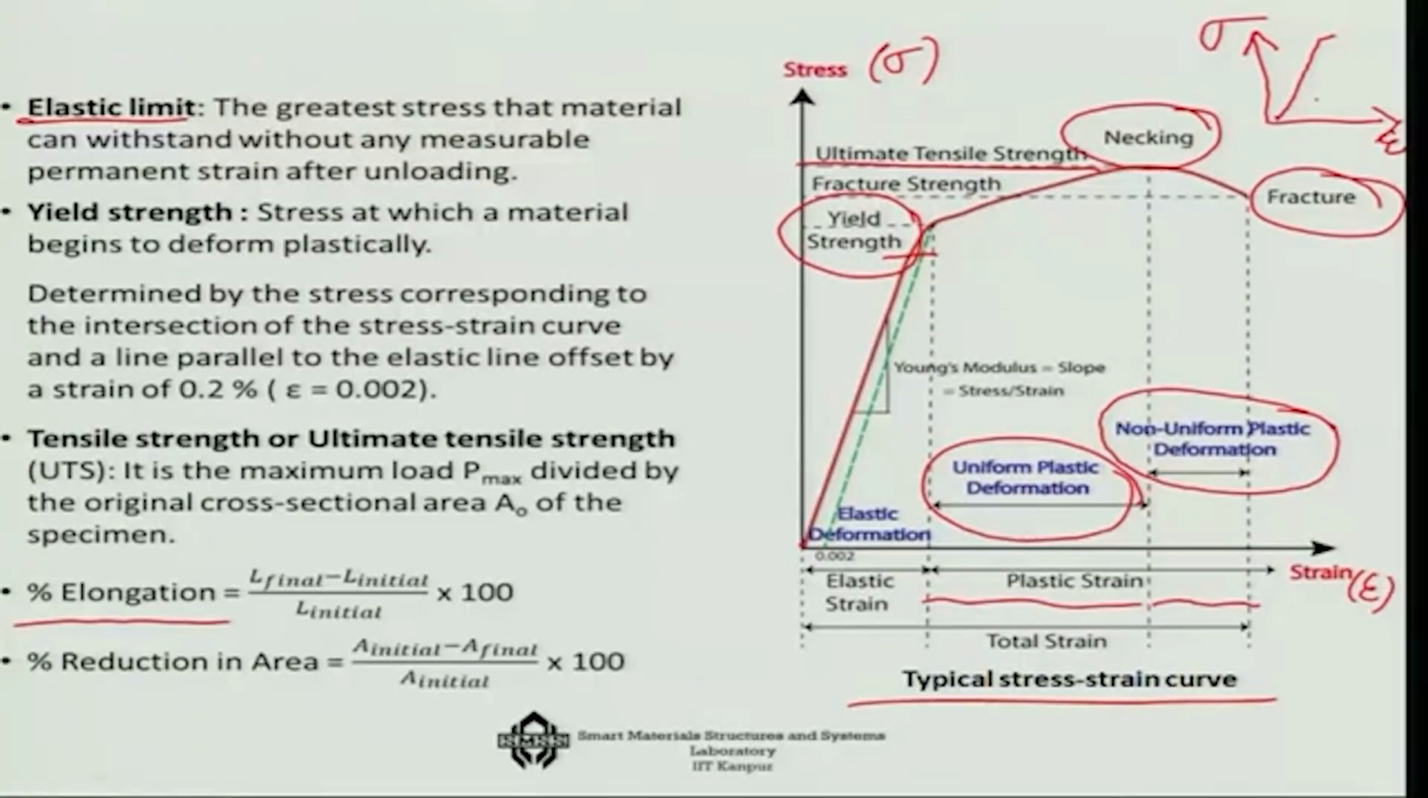The other important point here is that generally, if you do not find a very sharp yield point, we consider approximately the 0.002 level, that means the 0.2% strain offset. We find out where it intersects the curve, and that point is defined as the yield strength level, because that is generally the strain level which metals can take without any permanent deformation.